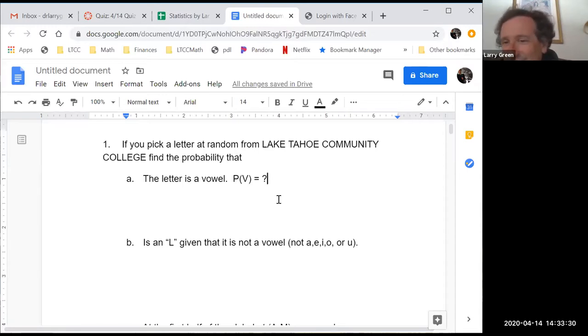The first thing is that the denominator is definitely correct: 25. If you count L-A-K-E-T-A-H-O-E-C-O-M-M-U-N-I-T-Y-C-O-L-L-E-G-E, you will count up to 25. So certainly the denominator is 25. Now what we need to do is count the vowels. In Lake, there are 2 of them. In Tahoe, there are 3 more. In Community, there are 1, 2, 3. So now we're on 12. And in College, there are 3 more.